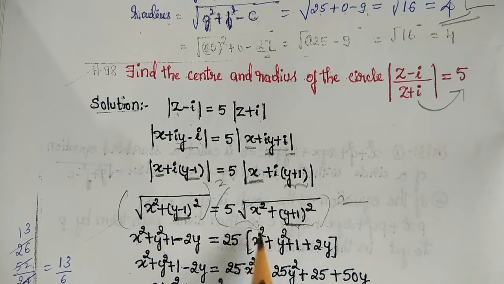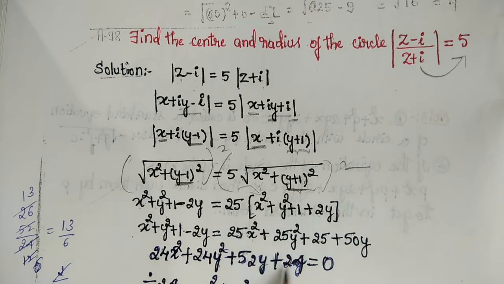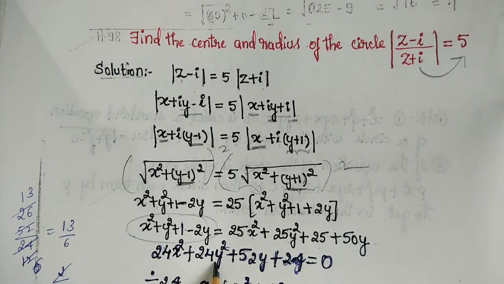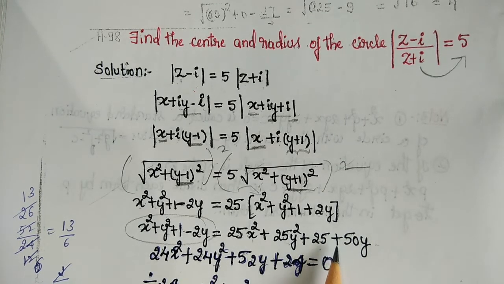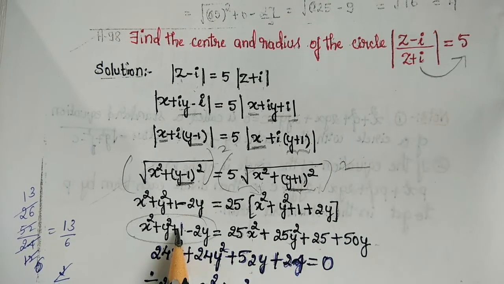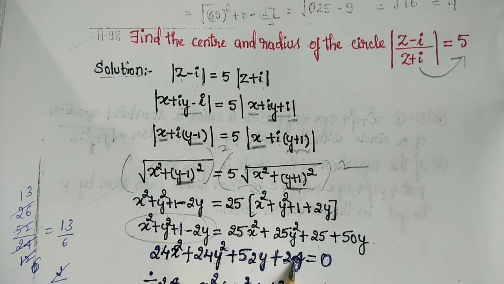So next, multiply 25 within the bracket: 25 into x square, 25x square, plus 25 into y square, 25y square, 25 ones are 25, 25 twos are 50y. Now take this complete LHS to the right. Then 25x square minus x square is 24x square, 25y square minus y square becomes 24y square, 50y minus 2y becomes 50y plus 2y is 52y, and 25 plus 1 taken to the right becomes 25 minus 1, that is 24, which is equal to 0.